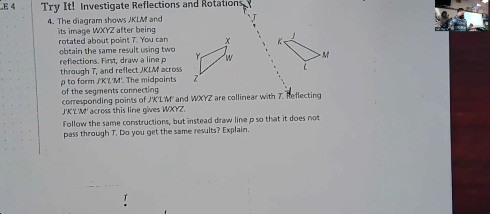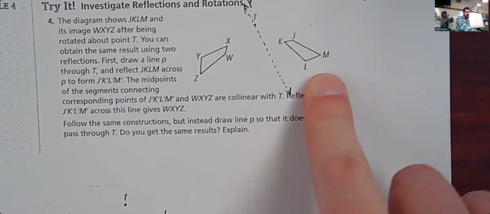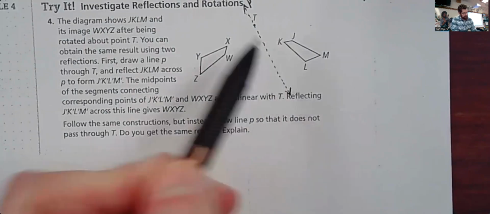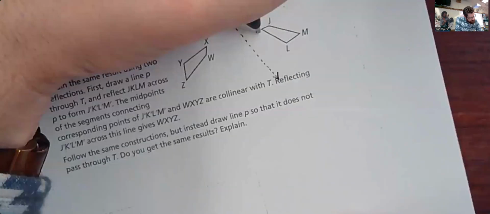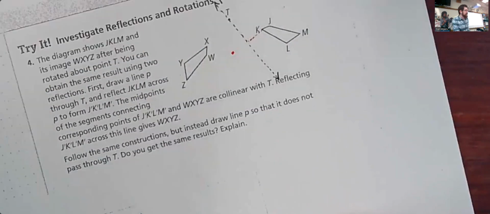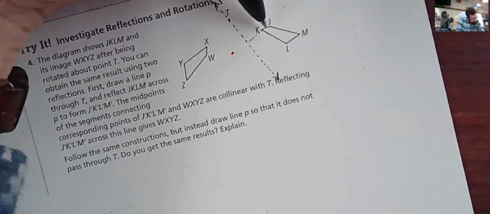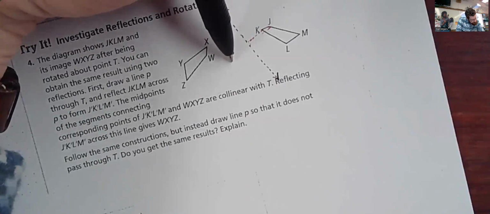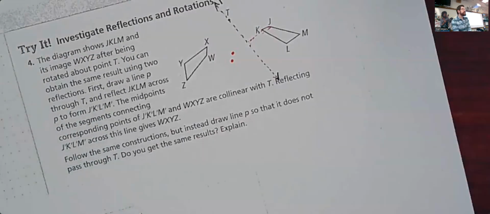And the idea here is we're going to reflect JKLM across line P. Kind of like we did with our reflections lesson last Friday. So what we need to do is basically try to get 90 degrees from K to the line. So about like that. And then we're going to go the same distance across. So we'll have K prime right about there. So it's a reflection situation. And then J will be about here. J prime will be right about there.